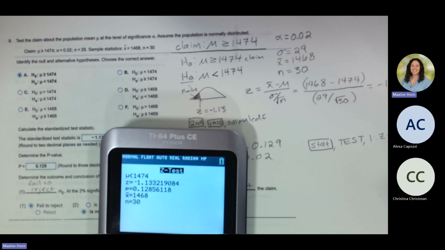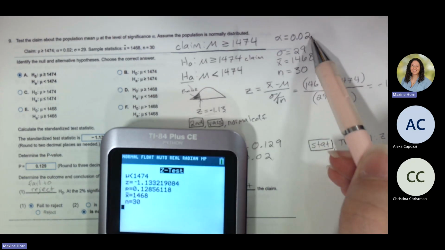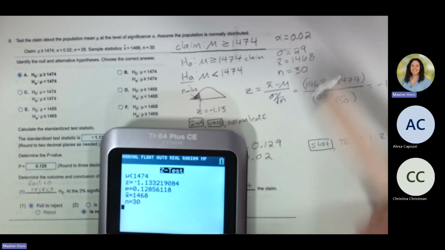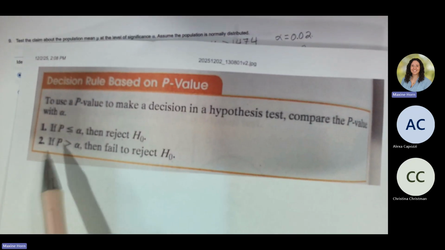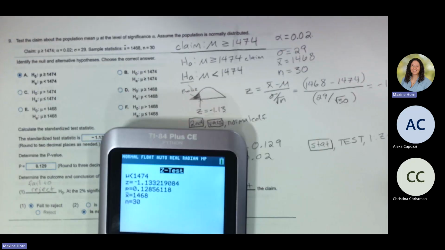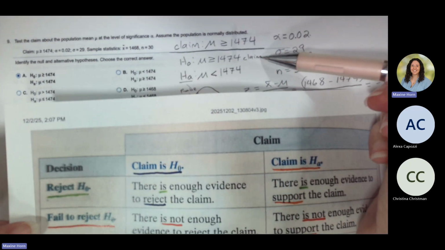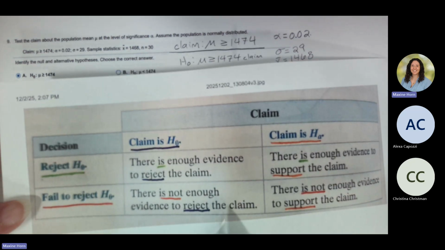Once I have this p-value, now I'm going to compare it to my alpha. And I'm going to say, oh, okay, so this p-value is greater than alpha. Okay, what does my rule say to do? What's the decision rule? P-value is greater than alpha, I'm going to fail to reject. Okay, how do I word that when I fail to reject? When I fail to reject and when my claim is the null, I say that there's not enough evidence to reject the claim. Right? There's not enough evidence to reject the claim.